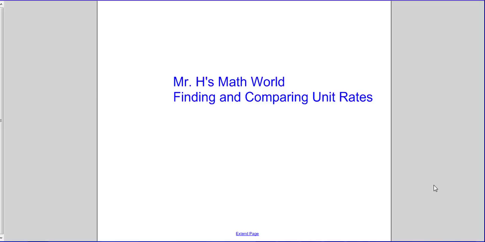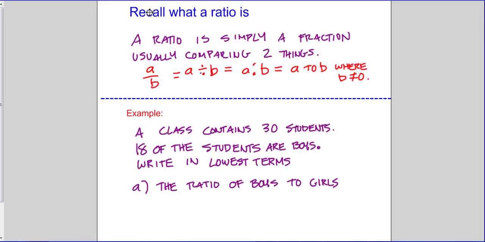This video is about finding and comparing unit rates. So first of all, recall what a ratio is. A ratio is simply a fraction, usually comparing two things. Sometimes you have ratios where you're comparing three or more things actually.